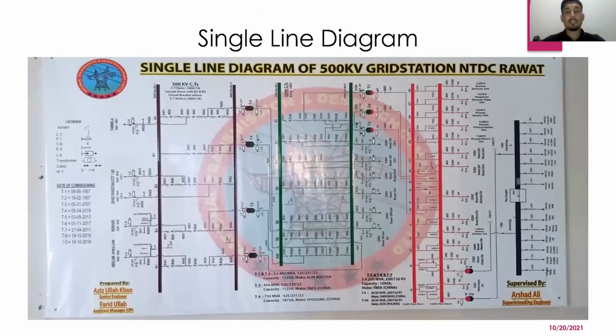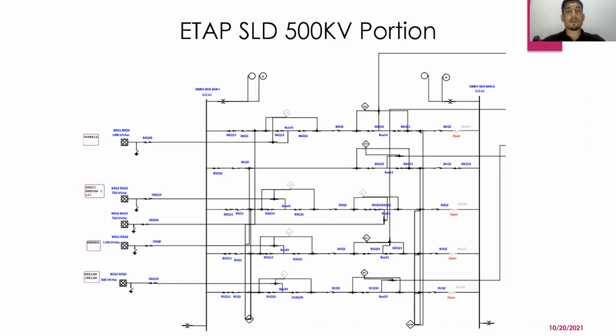This is the certified single line diagram of our Wadri station. Only a few changes have been made recently, which are incorporated in our project. This is our 500 kV portion of Wadri station.